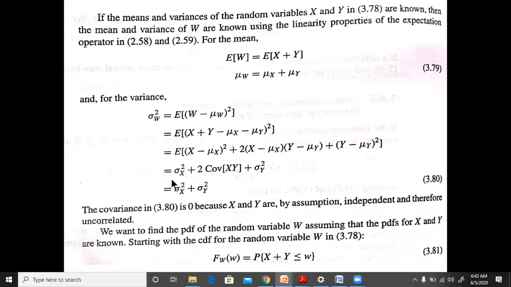So therefore, once we know sigma W squared and mu W, we can find the F W of w, that is the CDF of the random variable W. So the CDF of the random variable W will be equal to P of X plus Y less than or equal to w.